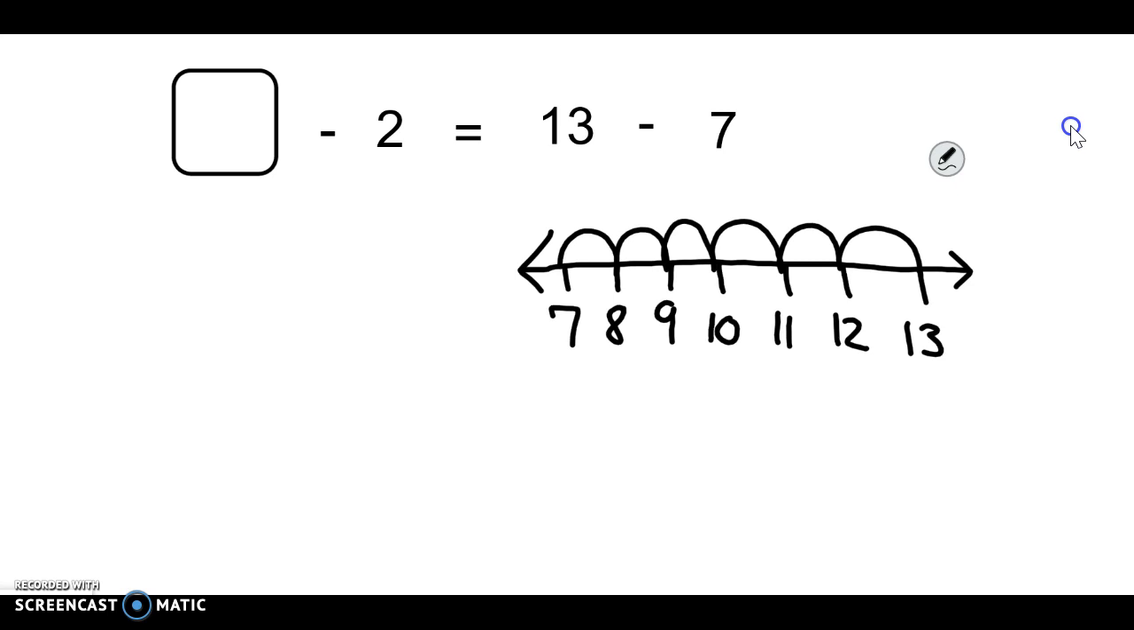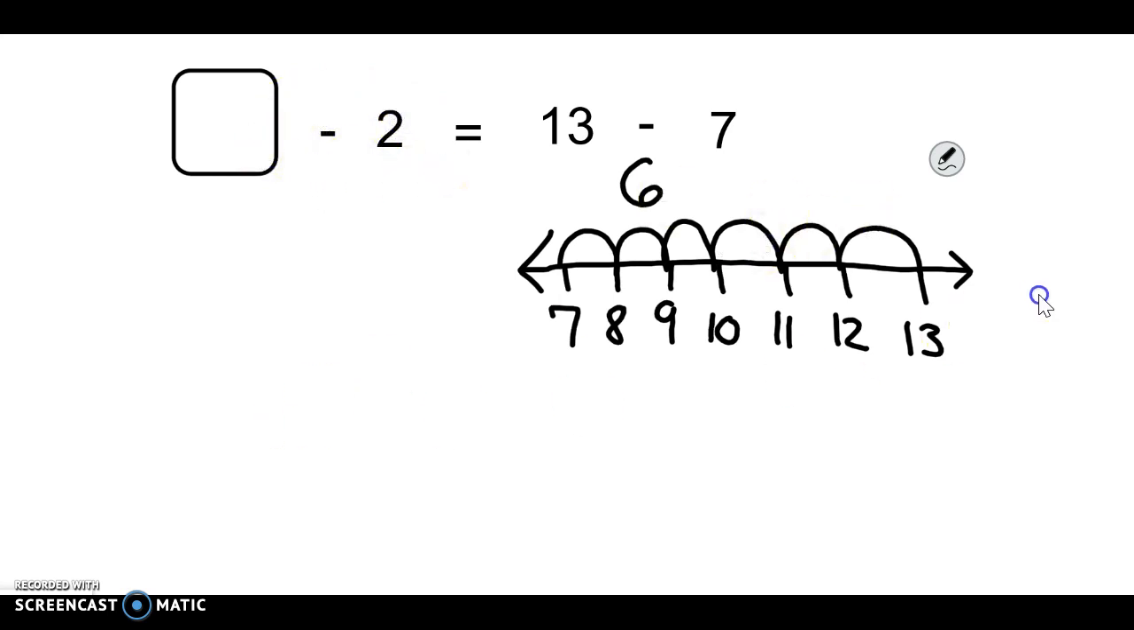Let's write the number 6 under the 13 minus 7. So 6 is the magic skip count number. Now, the left side of the equation is easy to solve because we know we must skip count 6 times on the left side of the equation as well.